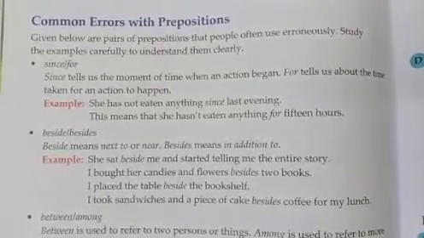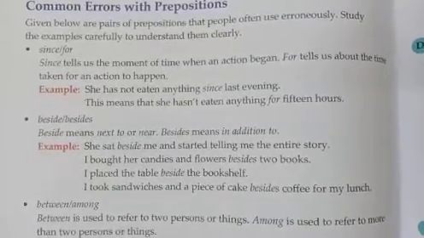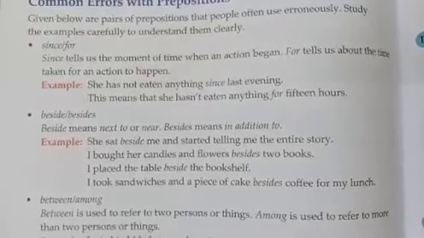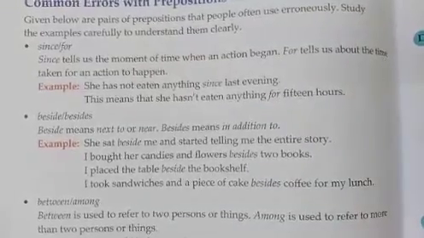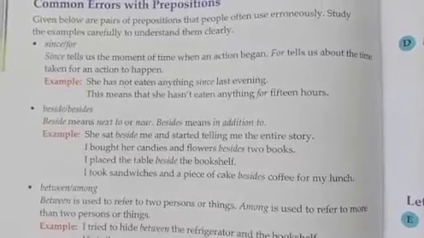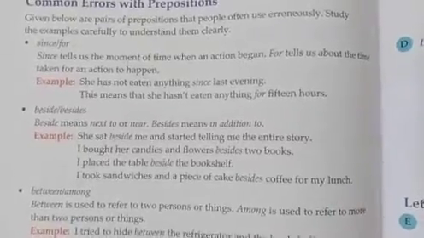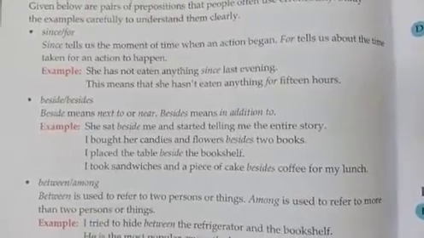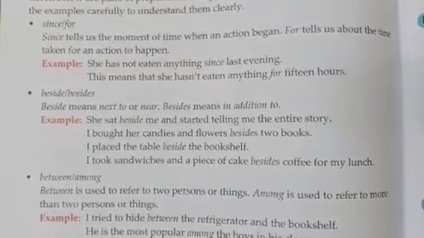Now see the first one, since / for is there. Where is the word since used? Since tells us the moment of time when the action begins. See, when some action is started, we use since. Since she's been reading the novel, she's immersed in it. Since is telling the moment of time. Whereas for tells us about the time taken for an action to happen. It is telling the time for the action.